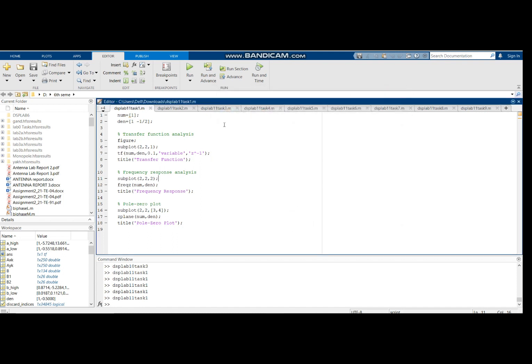Now, task 2. Here the numerator and denominator coefficients of the transfer function are given, and we are going to observe the frequency response and pole-zero stability for this system. Let us run the code.